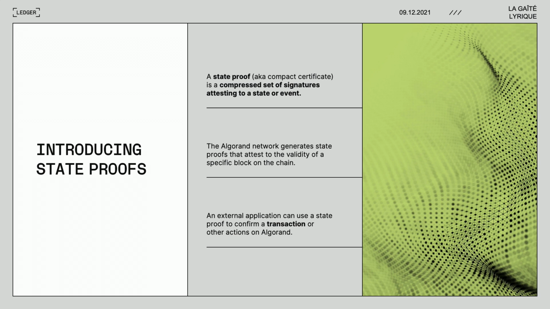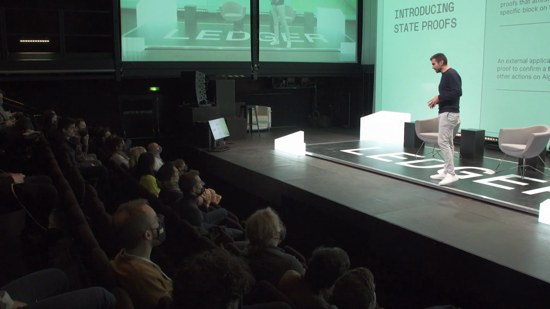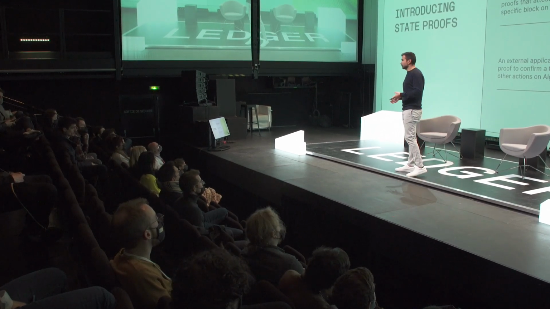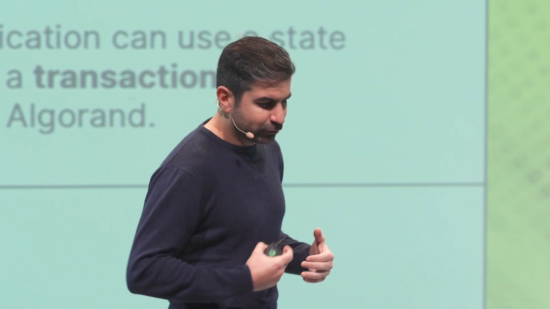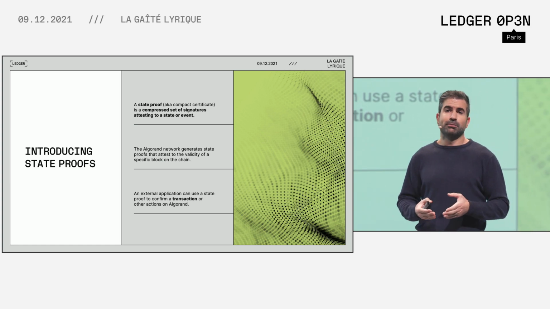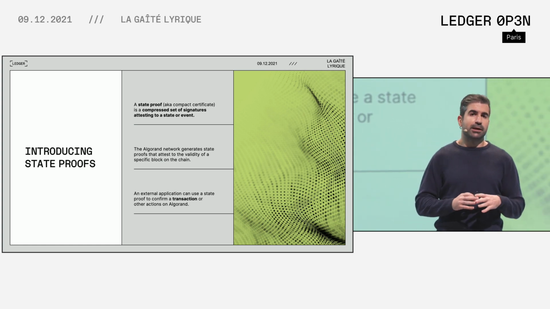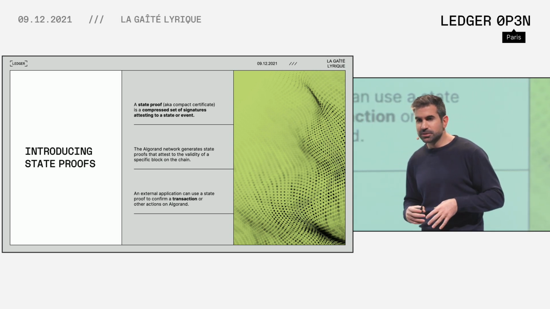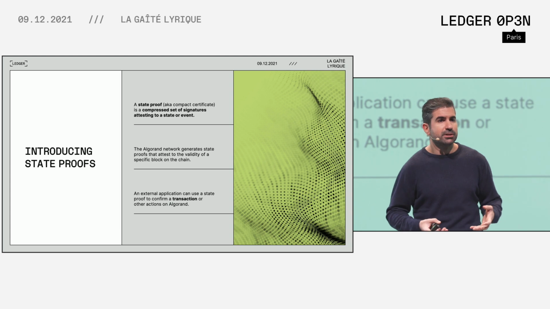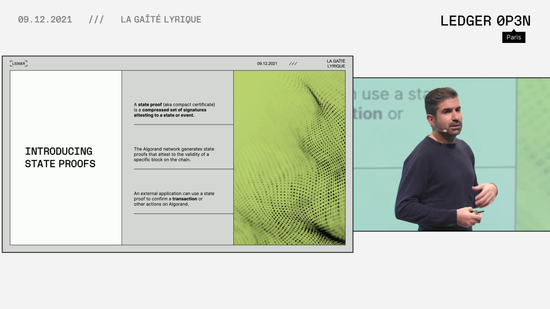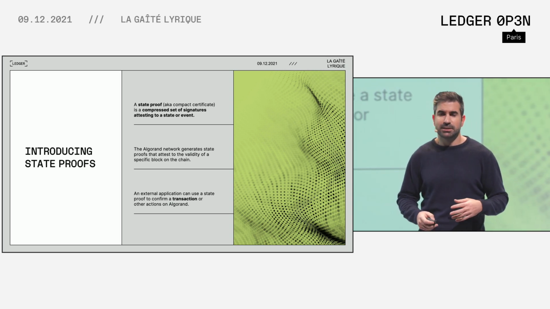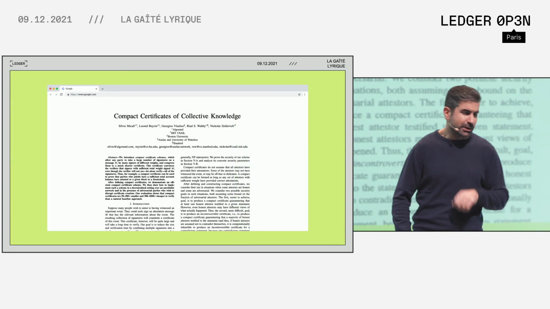But there are 3 very specific points that I want you to take out of it without listening to the entire spiel that I have. State proofs are essentially a compressed set of signatures that attest to a specific event on a blockchain. The Algorand blockchain produces them frequently, and that attests essentially to a block. And the most important part is that an external application can use these to really verify actions on the Algorand blockchain. So what are actions? You can think of it as transactions, balances, smart contract states, etc. So let's talk about it.